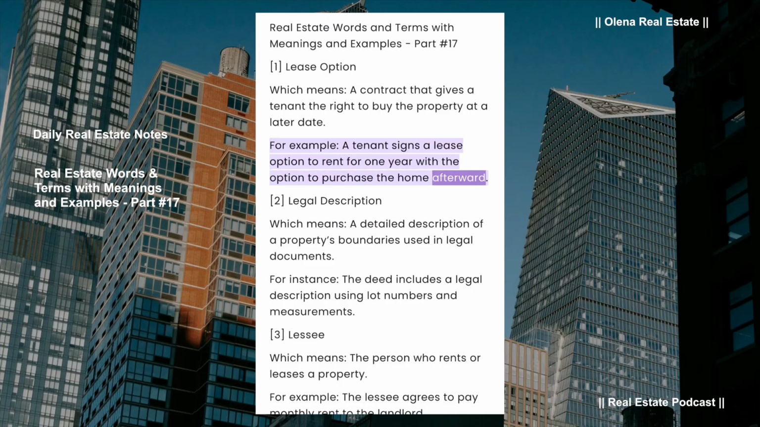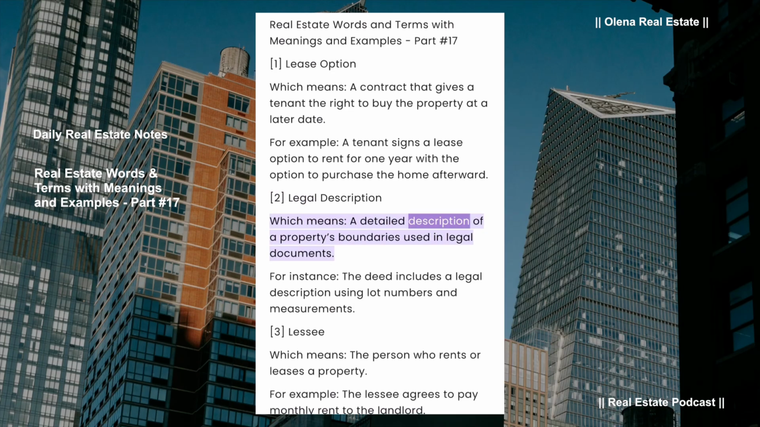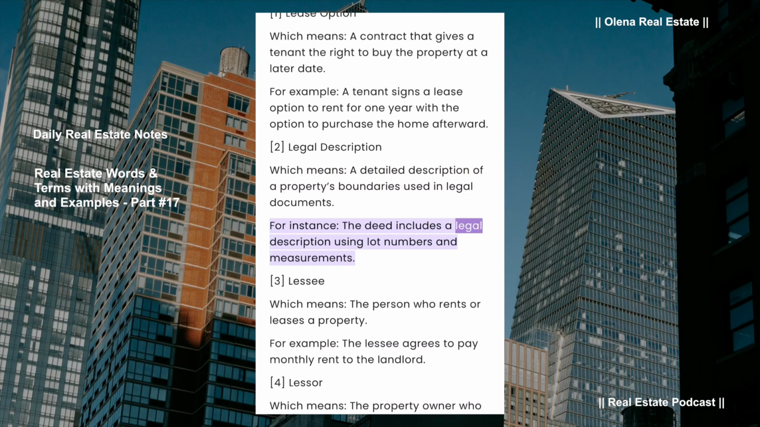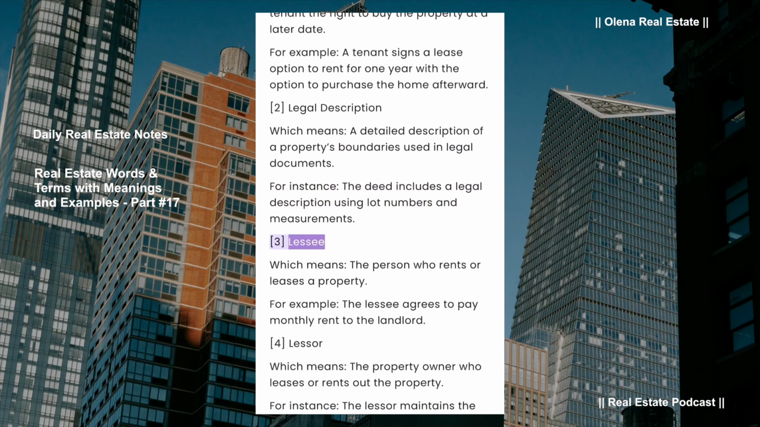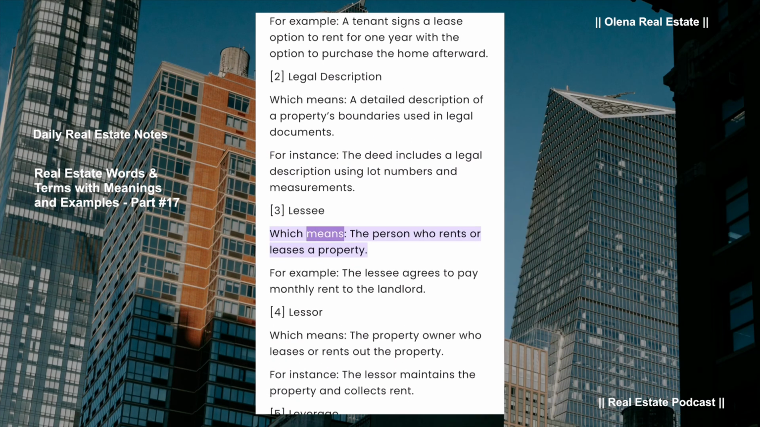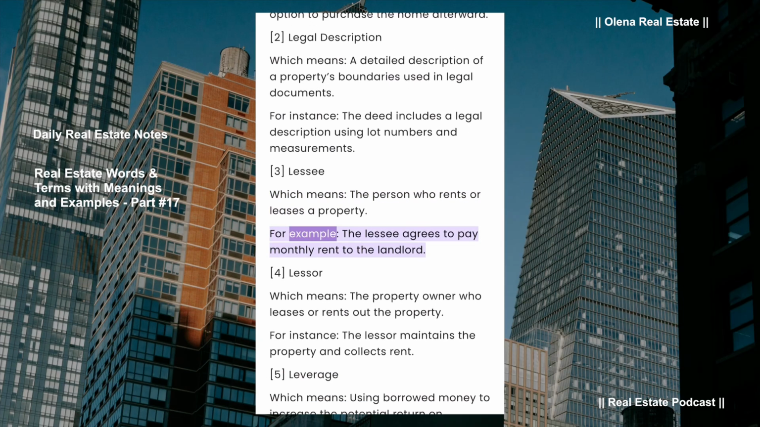Legal description, which means a detailed description of a property's boundaries used in legal documents. For instance, the deed includes a legal description using lot numbers and measurements. Lessee, which means the person who rents or leases a property. For example, the lessee agrees to pay monthly rent to the landlord.